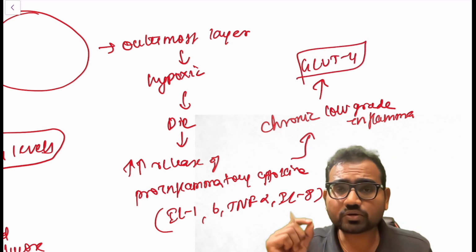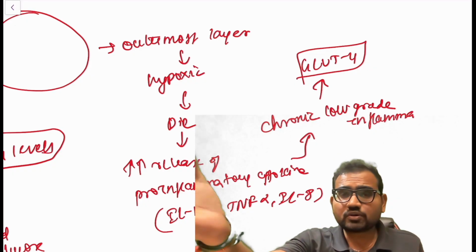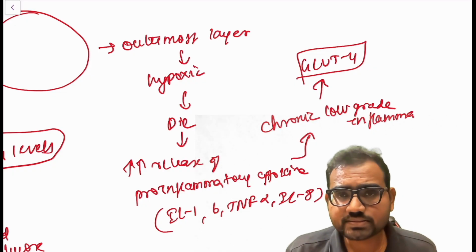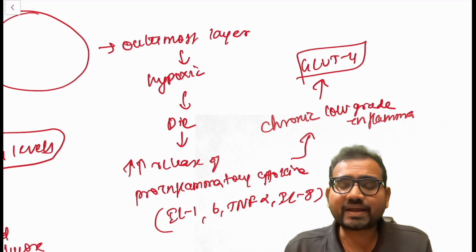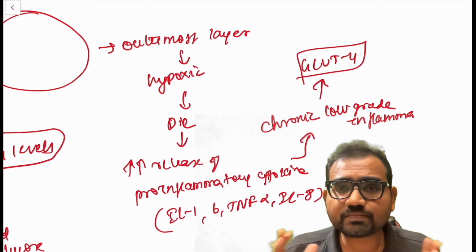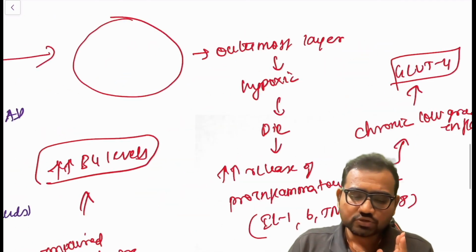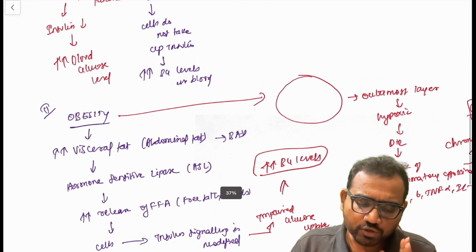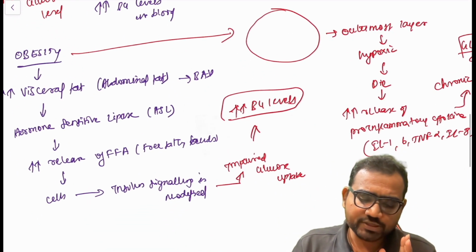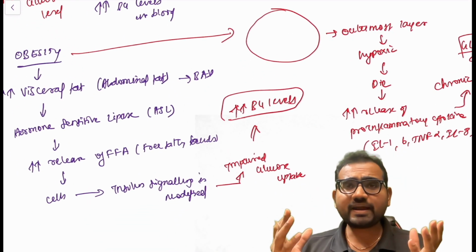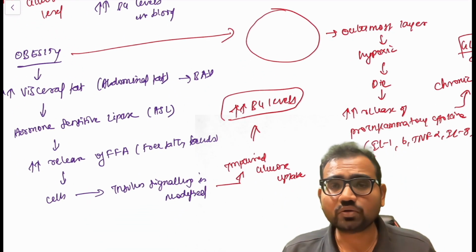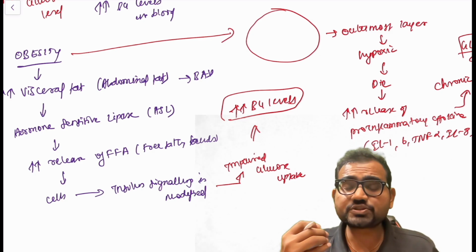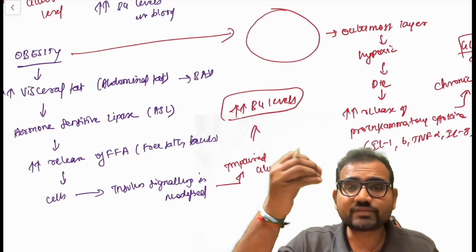So what is GLUT4? GLUT4 is responsible for the glucose uptake into the cell. So it is impaired, and again these patients will have increased blood glucose levels. These are the two very important mechanisms happening in an obese patient: visceral fat, and because of chronic low-grade inflammation, these patients will have increased blood glucose levels in their body.